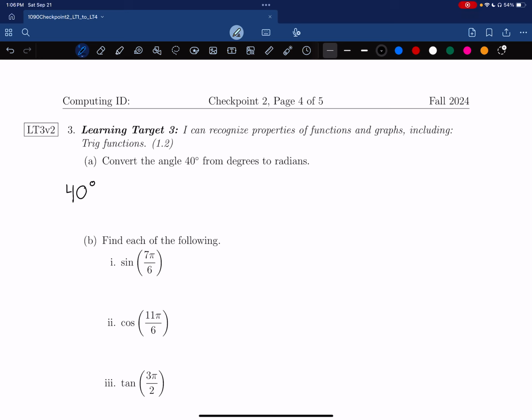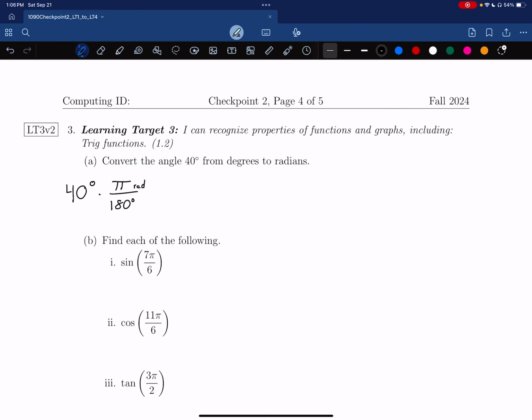So the simplest way to do this is to multiply it by pi over 180 degrees. More specifically, pi radians. We're allowed to do this because for every pi radians, you have 180 degrees. So this right here is equivalent to 1.